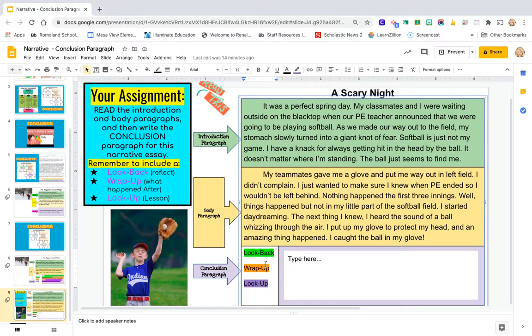So you're going to include these three things as you type out at least 2 to 3 sentences explaining the look back, the wrap up, and the look up for this narrative essay. All right, the instructions again are right over here in this blue. Let's go be writers.